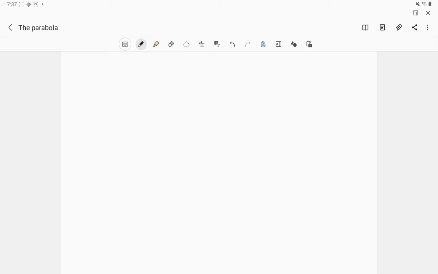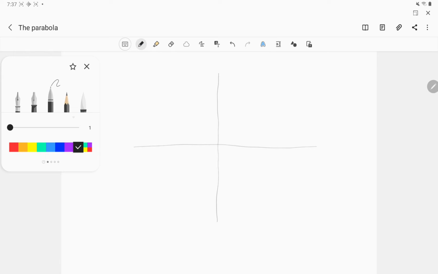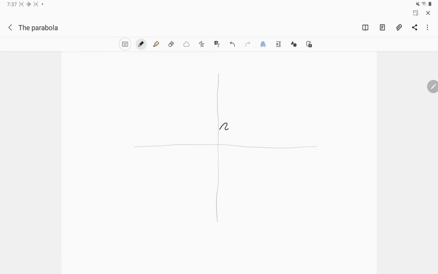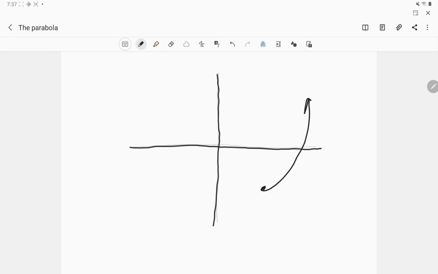All right, so when we're talking about a parabola, there are some terms that we need to talk about. Oh, it defaulted back. I don't like that. Let's go a little bit thicker. Okay. So I'm just going to put a random parabola right here.